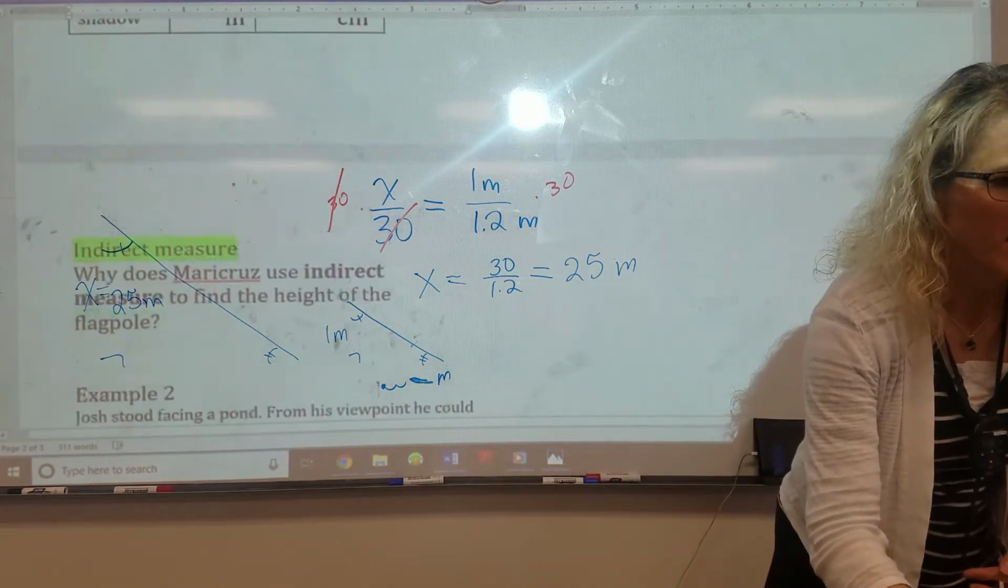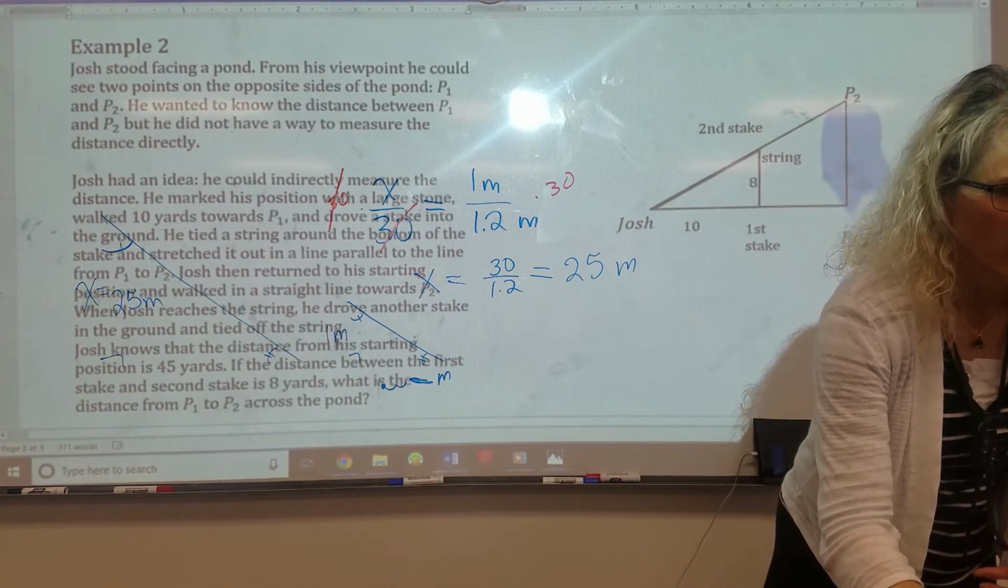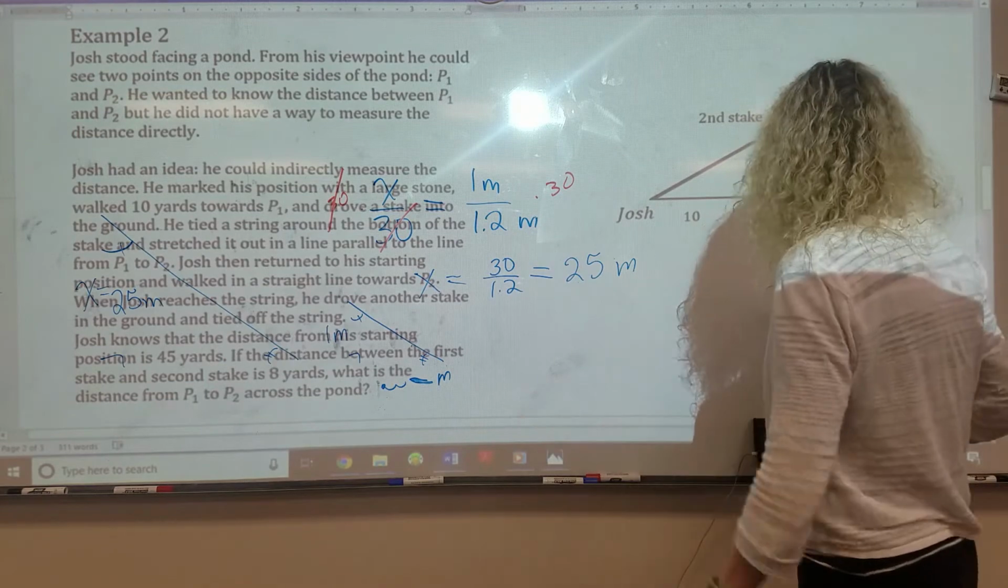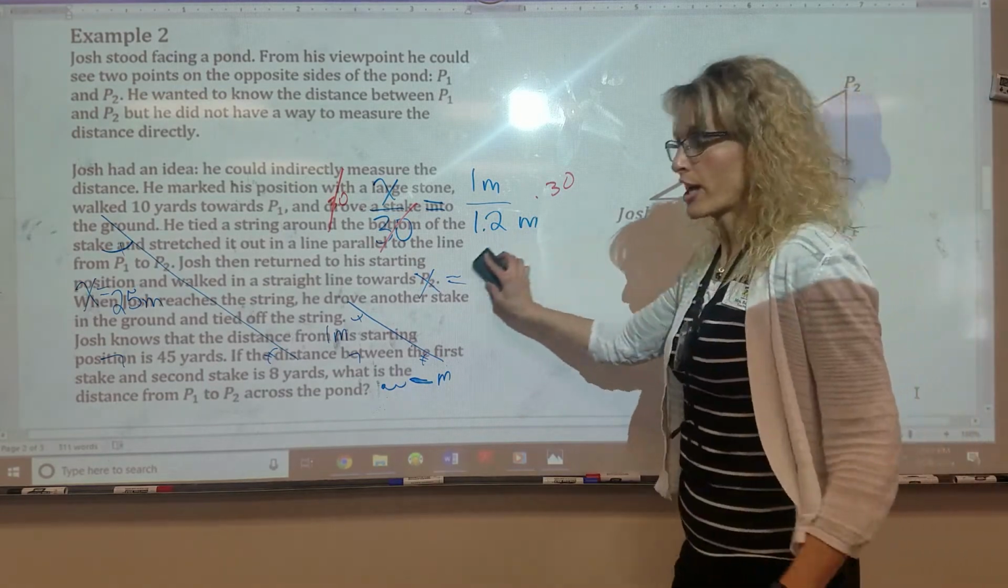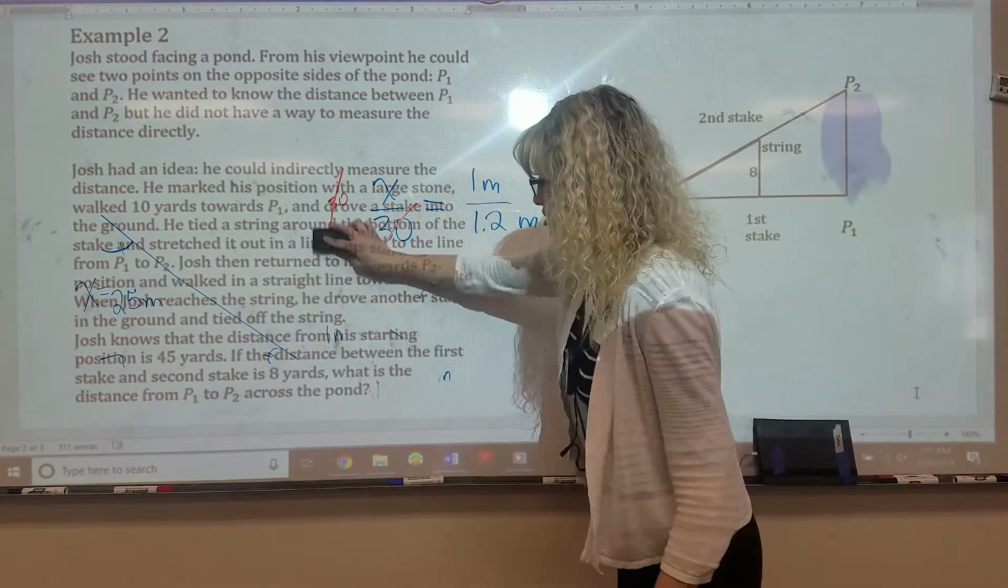All right, last example. And by the way, again, the point of this is it's not practical to climb up a flagpole and drop down a tape measure. So this is a cool way.